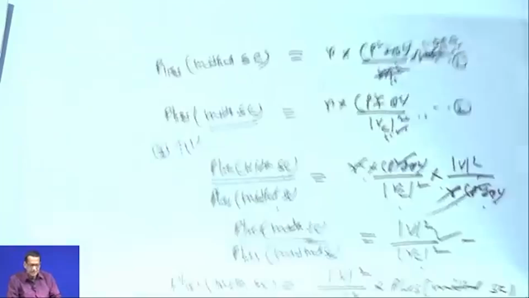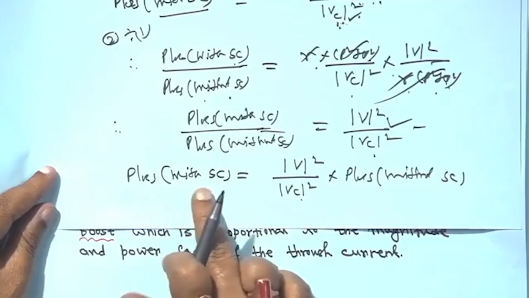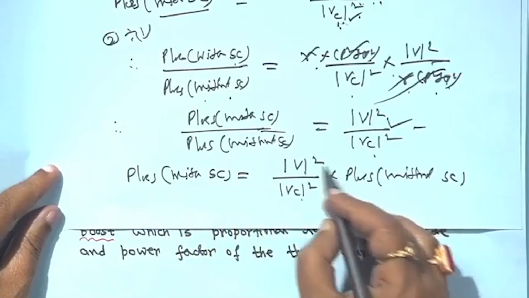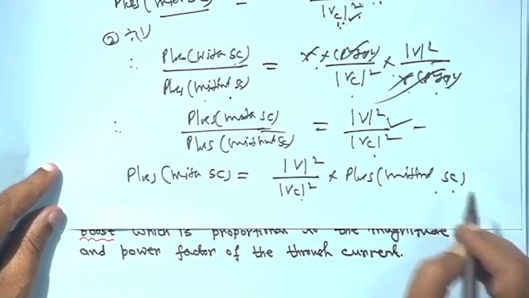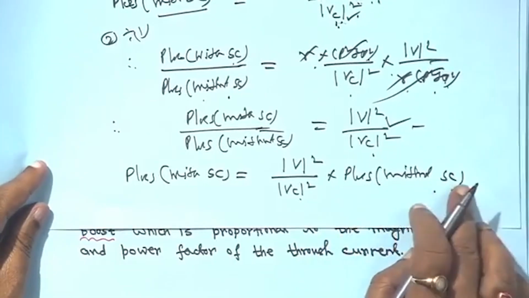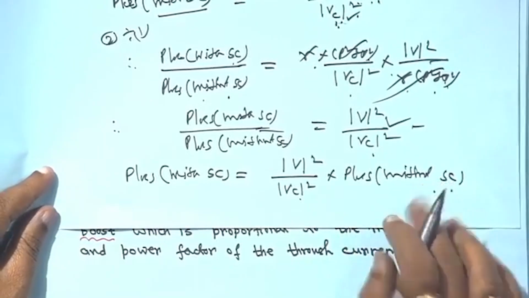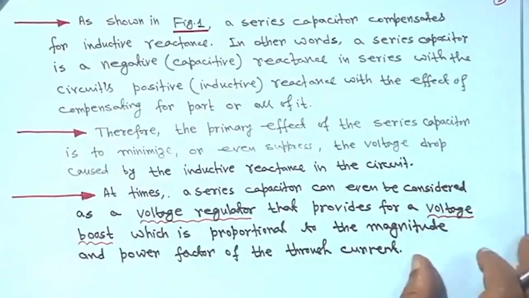So, this way the loss will decrease, and a simple expression is maintained: the P loss with series capacitor is proportional to V square upon Vc square into P loss without series capacitor, right. So, whatever P loss without series capacitor you have, you put it there. You will find that approximately, to some extent, it reduces the losses, right.